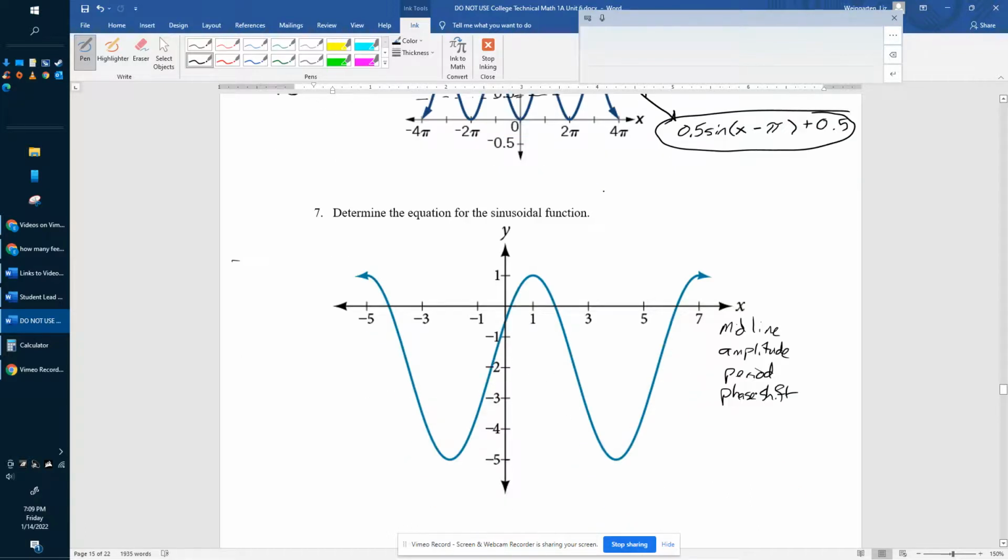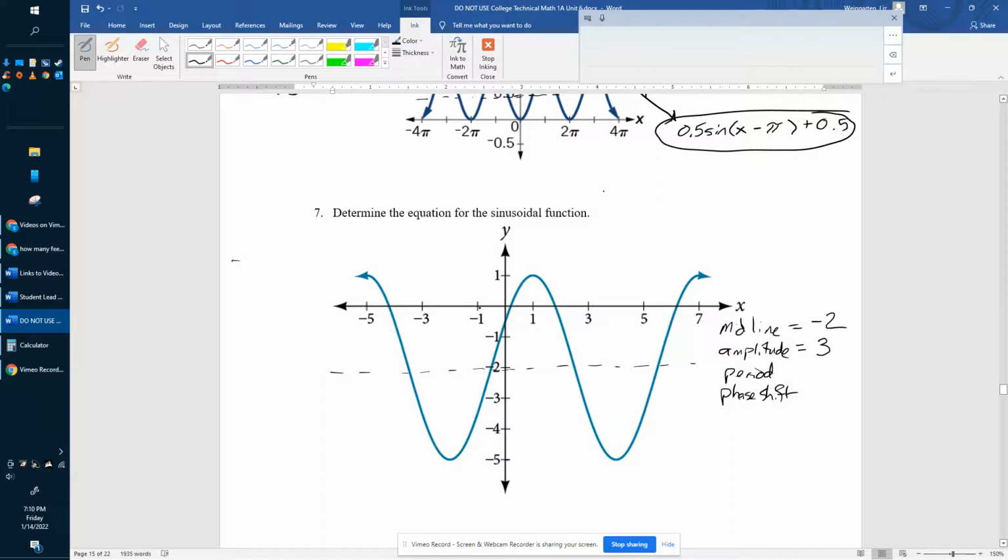So let's see if we can figure out the midline here. So it goes up all the way to 1, down to -5. So if we go up 3, that's going to be in the middle. So our midline is at -2. What's our amplitude? Our amplitude is how high or how low we go based on where the midline is. So it goes up 1, 2, 3. Our amplitude is 3.